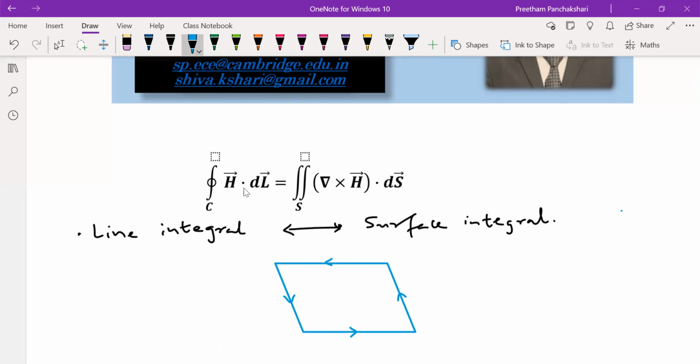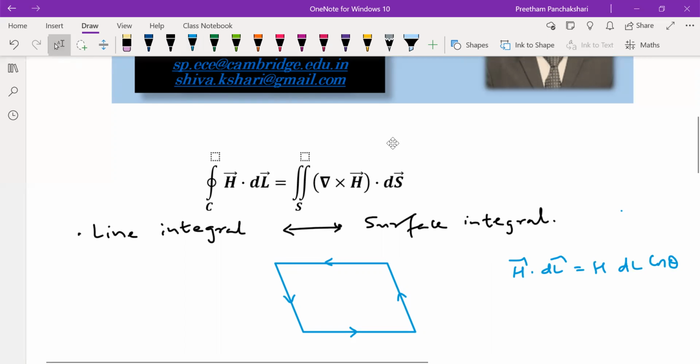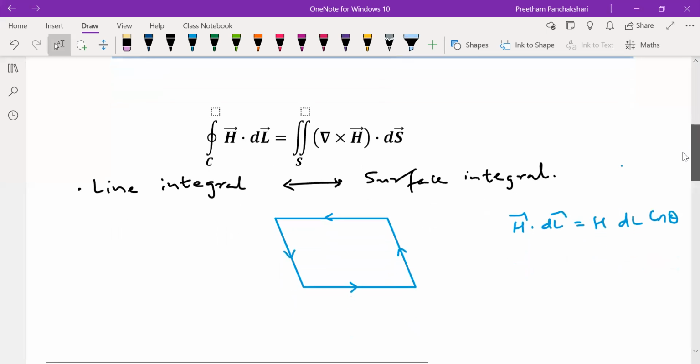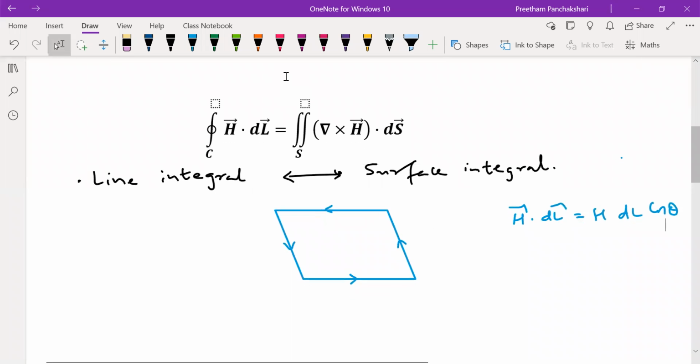But there is a dot product here. So the dot product expands H dot dl as H dl cos theta, where theta is the angle between H and dl, the field and the path. So any vector H, this theorem is applicable to any arbitrary vector.